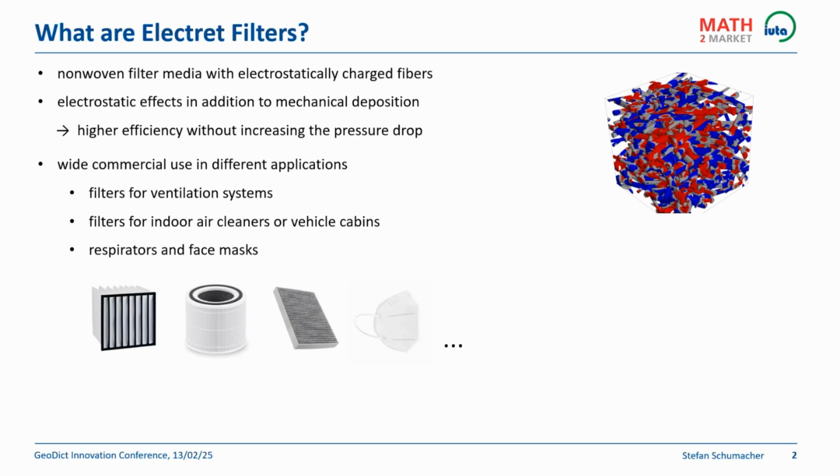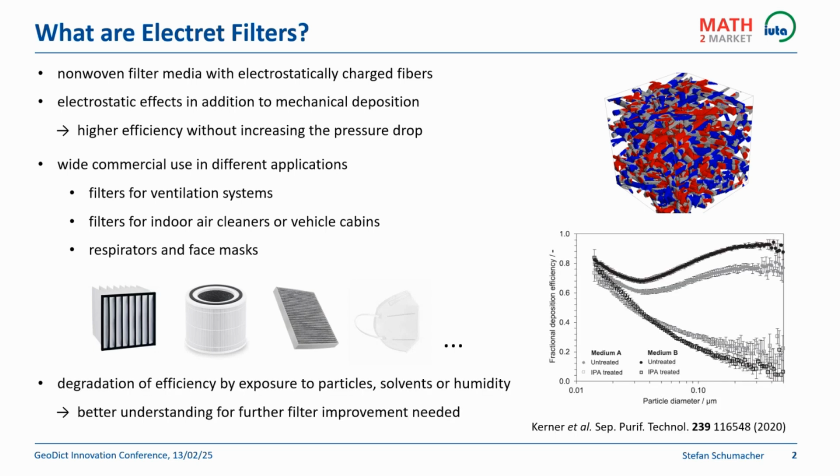This sounds all very nice and perfect, but there's also a major drawback of these Electret filters. And this is that these charges can get lost over time. What you see here is for two different media, the filtration efficiency as a function of particle size, and they perform quite well here, somewhere in the 60 to 80% efficiency range in the new state.